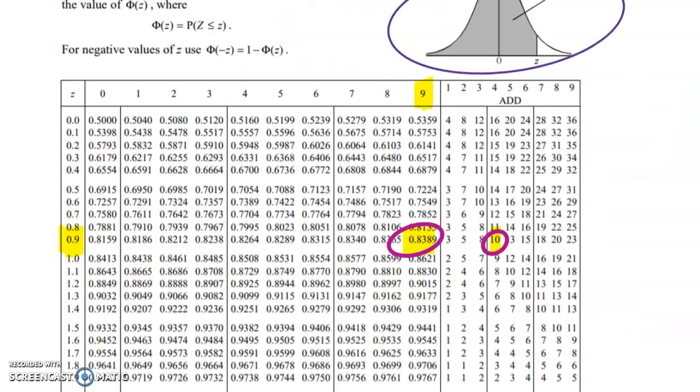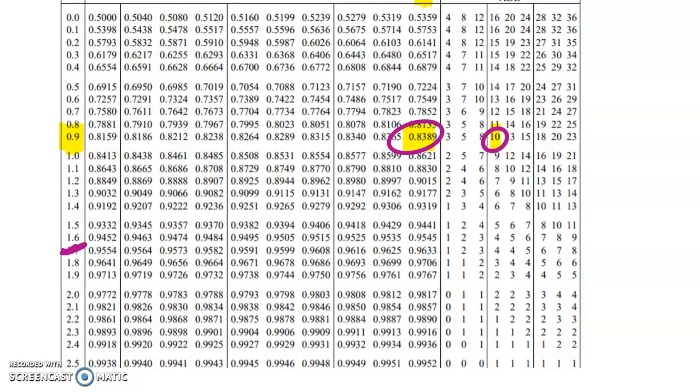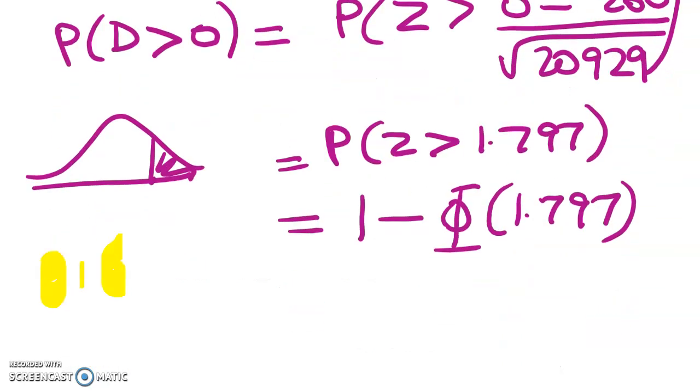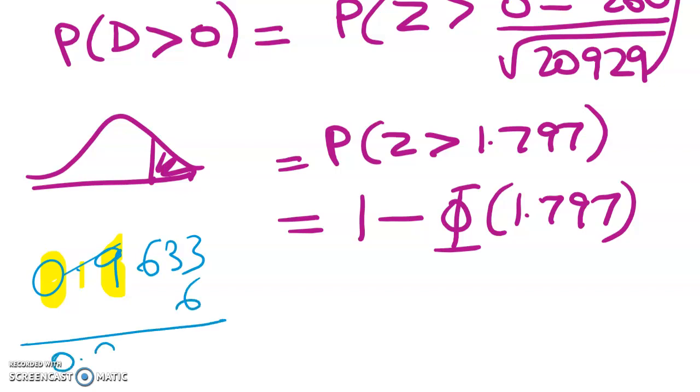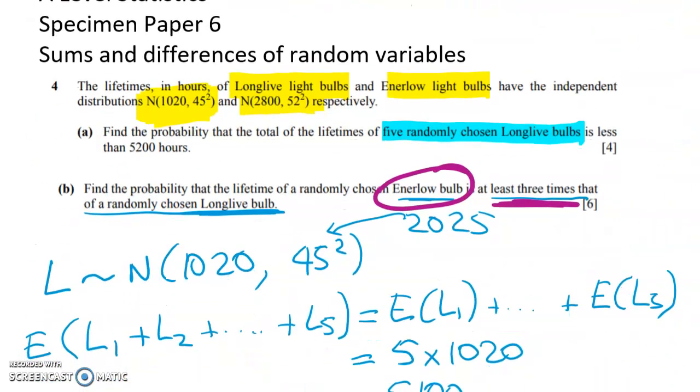We can hop over to the tables and have a look again. 1.797 is where? Well, there's 1.7 here, 1.79, and then we want the add-on here. So we've got 0.9633 plus 6 gives me 0.9639. So my final answer is going to be 0.0361.